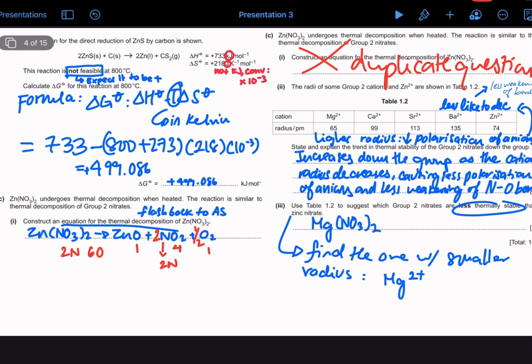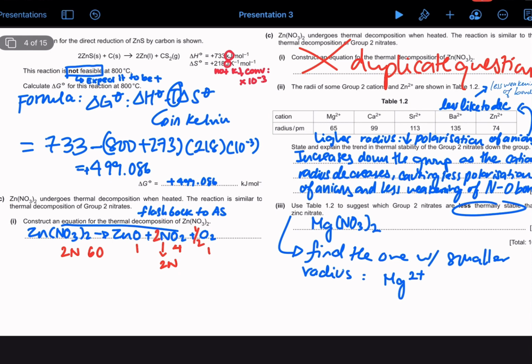Alright, so for II. The radii of some group 2 cations and zinc 2 plus are shown in table 1.2. So we can see the different radii. As you can see, the trend generally increases going down the group except for zinc. Alright, okay. So state and explain the trend in thermal stability of the group 2 nitrates down the group. Alright, the group 2 nitrates will likely increase in their thermal stability down the group because their cation radius decreases.